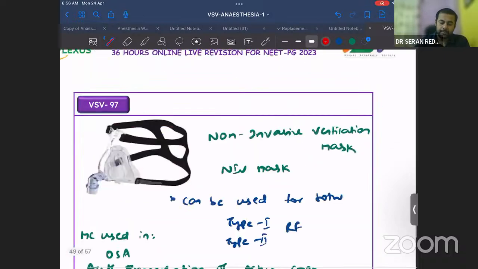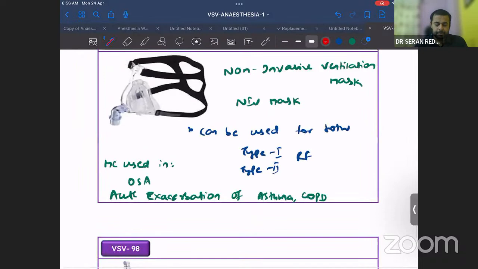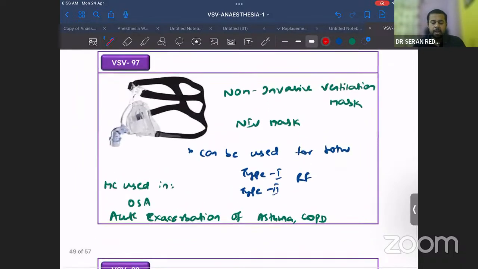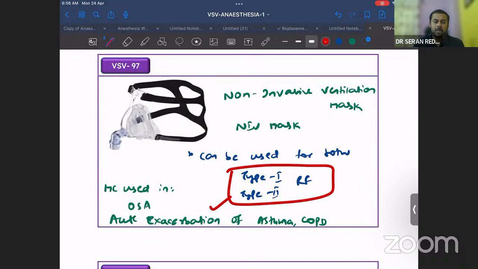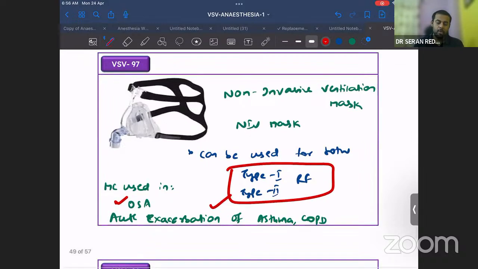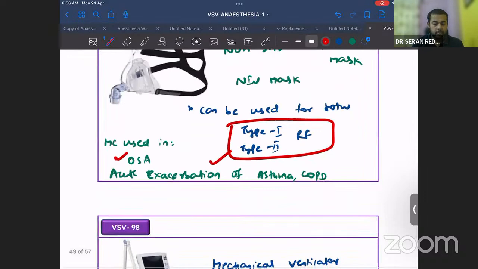Okay, done. Then this is a non-invasive ventilation mask, or NIV mask. It can be used for both type 1 and type 2 respiratory failure, but predominantly used in type 2 respiratory failure. It is most commonly used in obstructive sleep apnea cases in chronic patients and in conditions of acute exacerbation of asthma and COPD. These conditions you use it in. Okay, OSA and acute exacerbation of asthma and COPD.